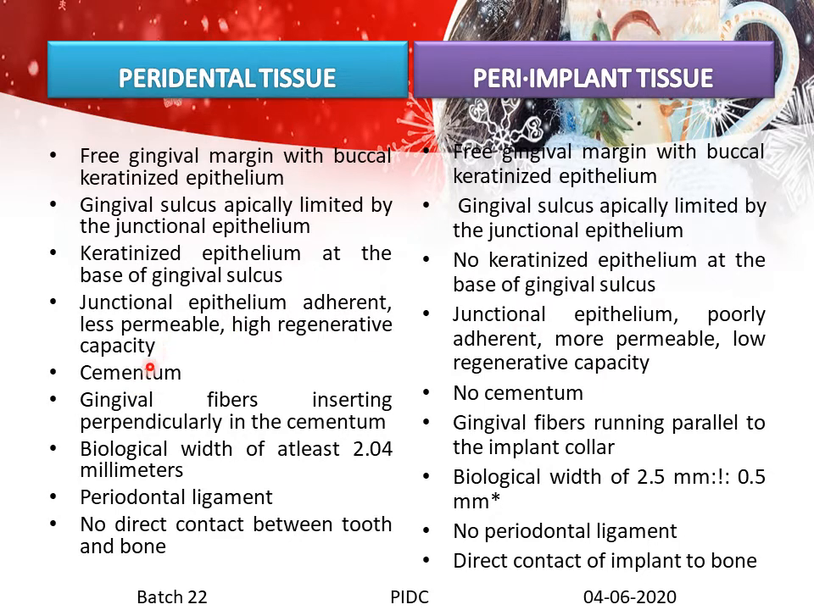And as I told you already, there is cementum here, there is no cementum here. The gingival fibers are inserted perpendicular to the cementum. These are running parallel to it. Biological width is around 2.04 mm. Here the biological width is around 2.5 mm.